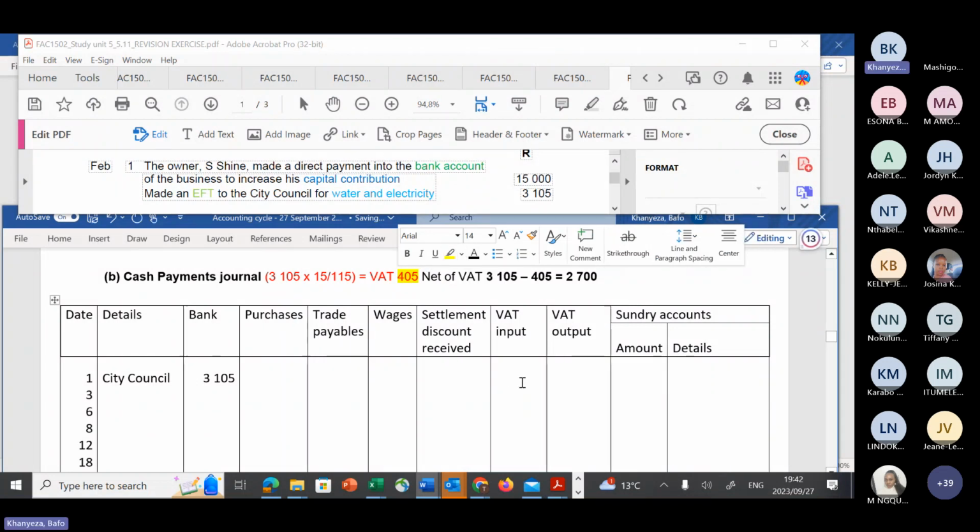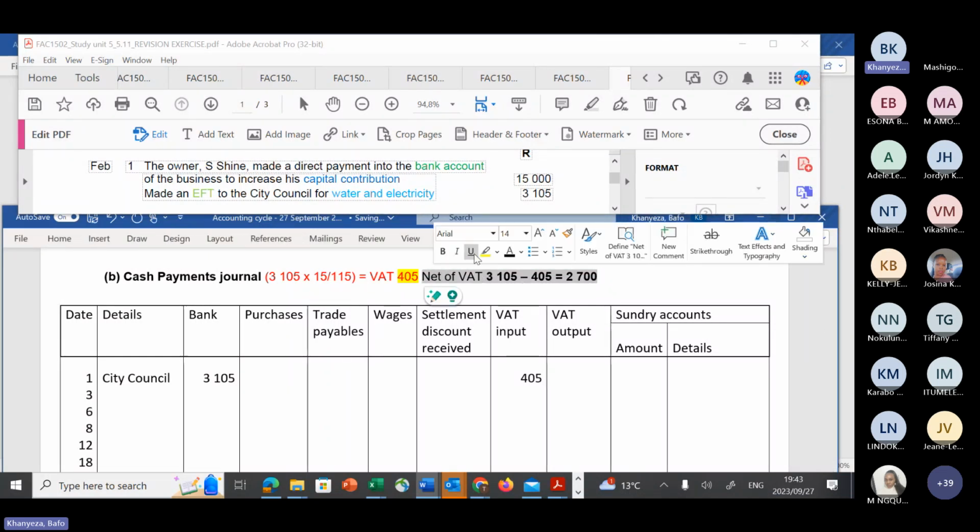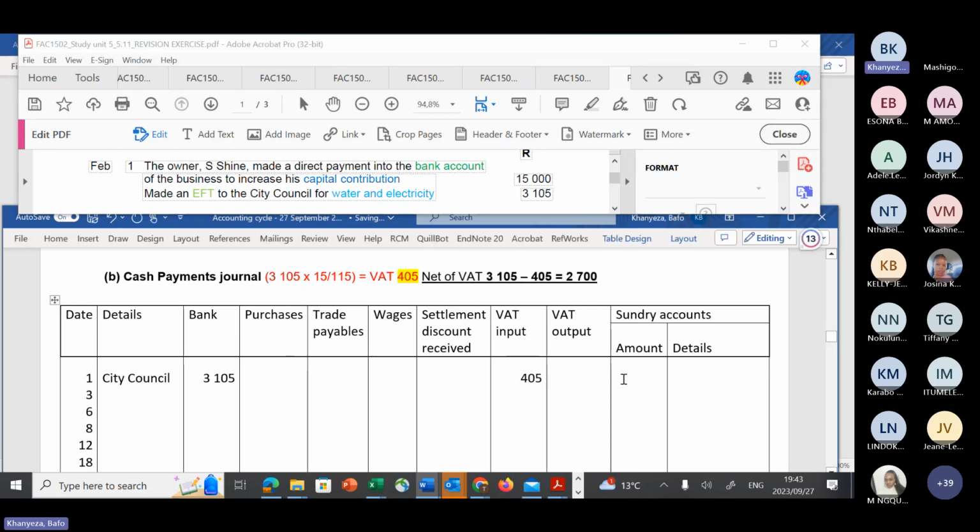405. Is it an input or an output VAT? It's an input VAT because this is what the business paid, as I was showing you earlier. 405, this is that 405. The net of VAT, this is the net of VAT. How much is it going to be? 2,700.